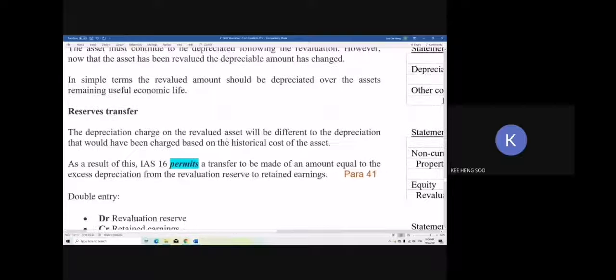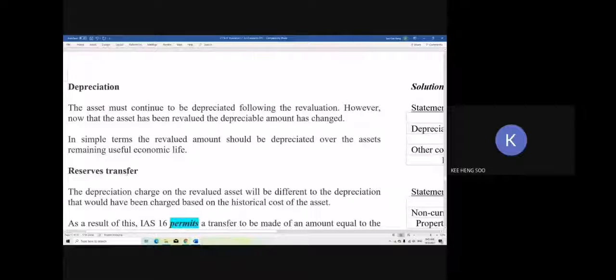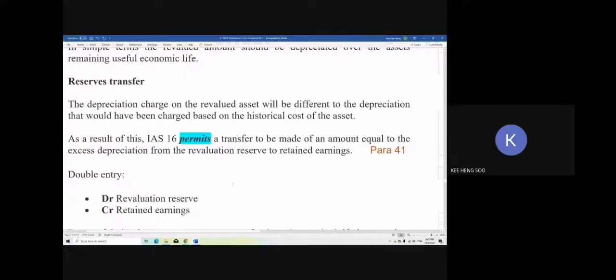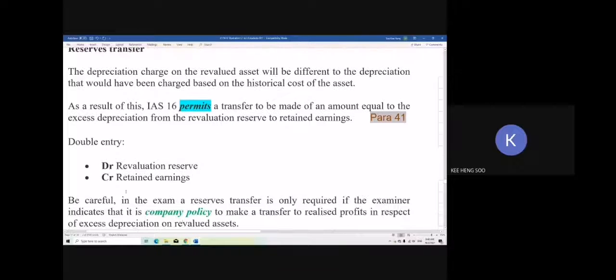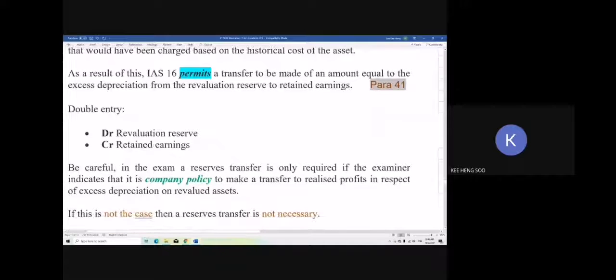Paragraph 41. Paragraph 41 says you can transfer. IAS 16, paragraph 41: you transfer, debit revaluation surplus, credit retained earnings. In the exam, unless the question talks about the company's policy, if the question is silent, this transfer is not necessary. IAS 16 paragraph 41 permits you to transfer. Permits doesn't mean compulsory.